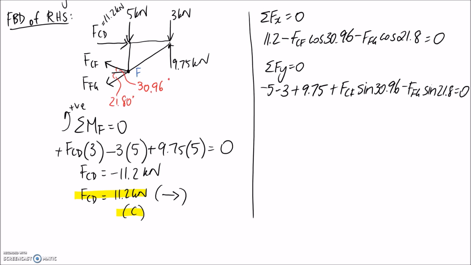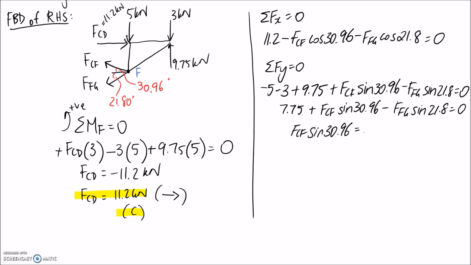Alrighty, so now we just need to simplify this down and then rearrange it so that we can substitute them into each other. So putting these ones together, it becomes 7.75, and I'm just going to leave these as they are for now. Now I'm going to need to rearrange for one of these unknowns. I'm going to try and go for FCF, but it doesn't really matter which one. So I'm going to move everything else to the other side of the equation. I'm going to get FFG sine 21.8 minus 7.75. And I need to divide by sine 30.96 to get FCF on its own. And this becomes 0.722 FFG minus 3.401.